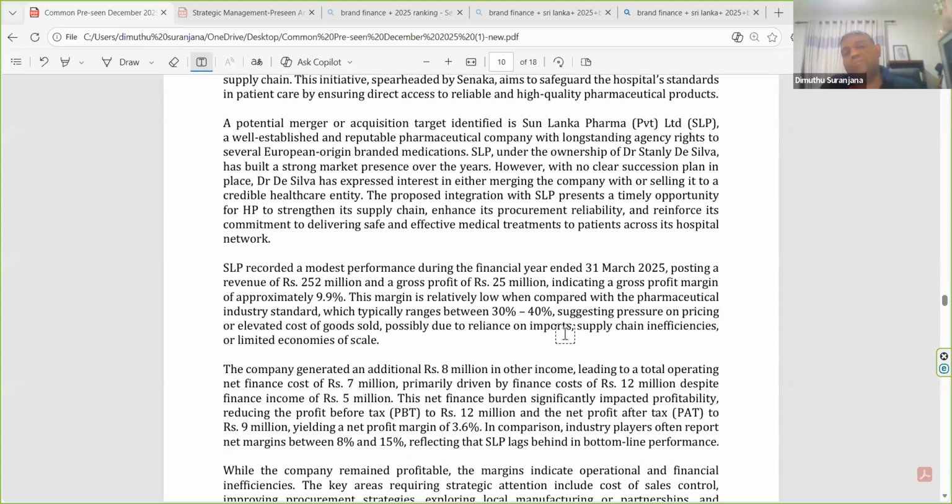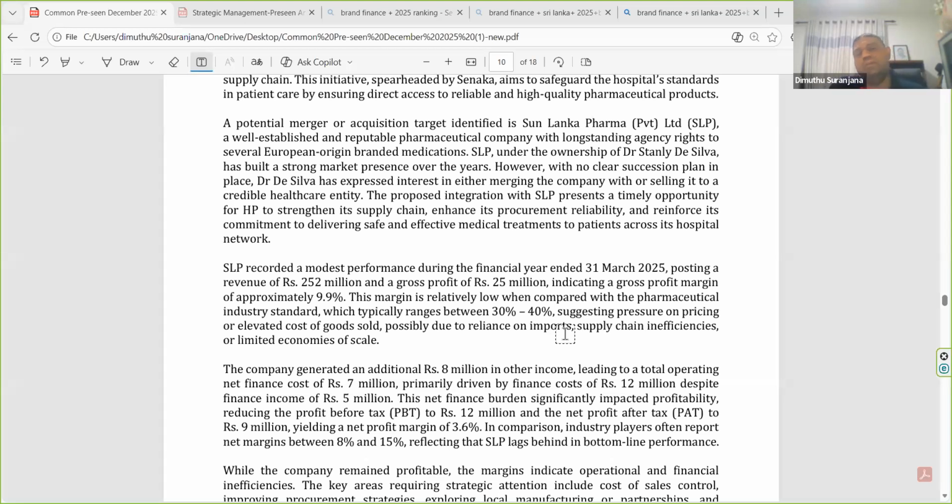The potential merger or acquisition target identified is Sri Lanka Pharma Private Limited. We can merge or acquire that. So merge means there's an organization called A, then there's another one called B. Then merge means the two entities become one entity, right? For example, Standard Chartered Bank is an example of a merge of two banks. So the Regional Development Bank is an example of a merge of six banks together, like Ruhuna, Rural Development Bank, right? Like that, there were six regional banks.